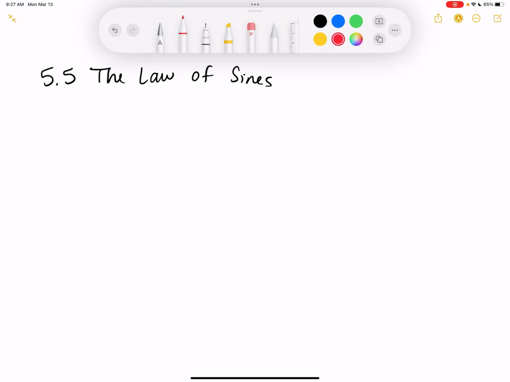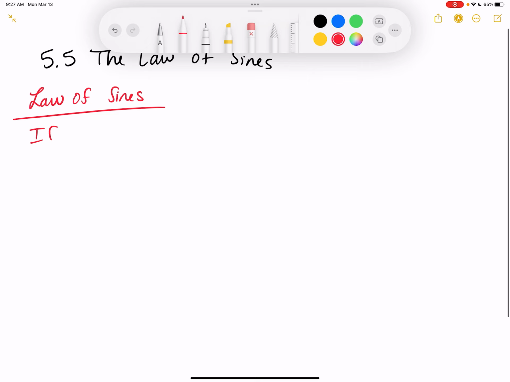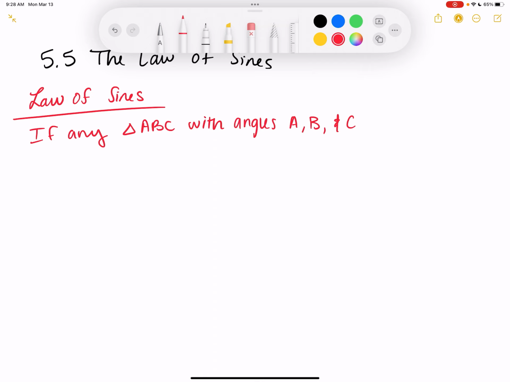So, the law of sines says, its formula, if any triangle ABC with angles A, B, and C, and then opposite sides a, b, and c respectively, the following is true.